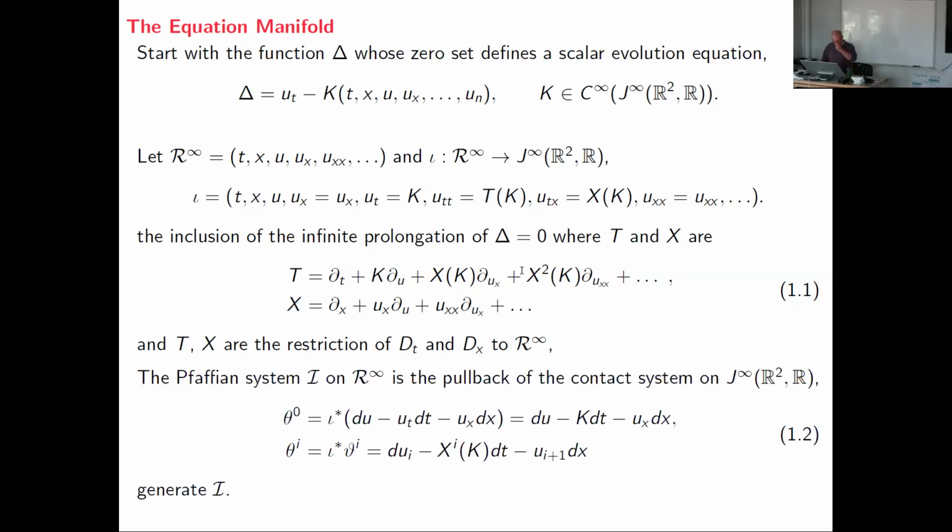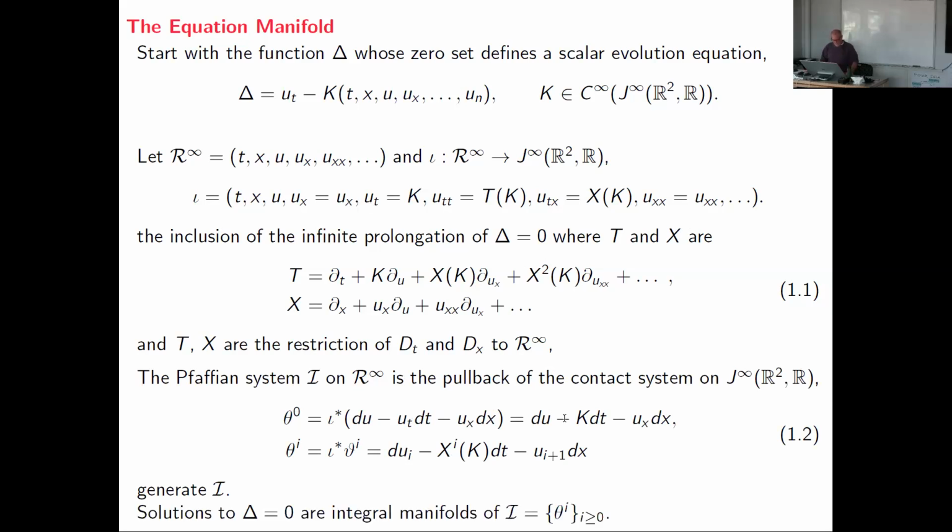And then on this submanifold of J infinity, we have the contact system as well, and I will denote those by theta 0 to theta i. And those will just be the standard contact system pulled back. So that's the setup that we have on this equation manifold.